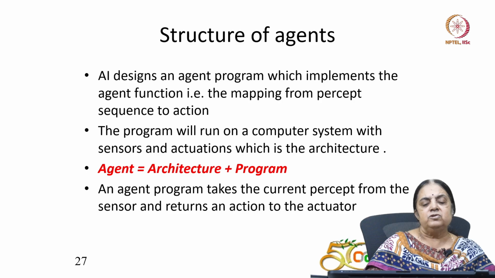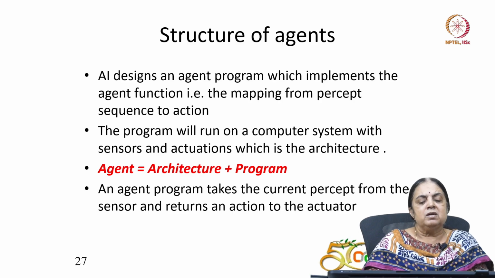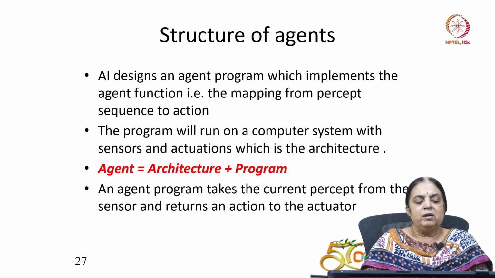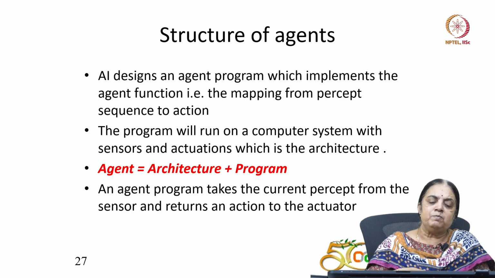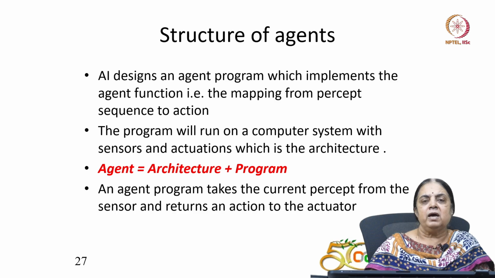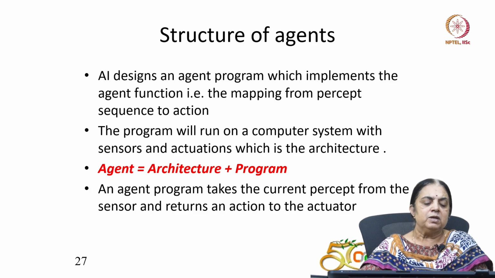Now if we look at agents, what you do is you design an agent program, which implements the agent function. So what does the agent function do? It does the mapping from the percept sequence to the action that is to be taken. The program runs on a computer system with sensors and actuators, which is the architecture of the system. So you can say your agent consists of the architecture plus the program which you have.